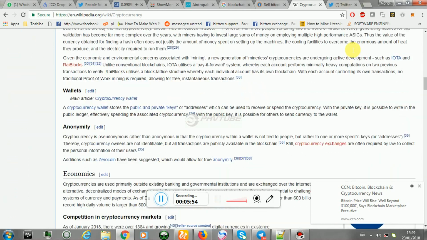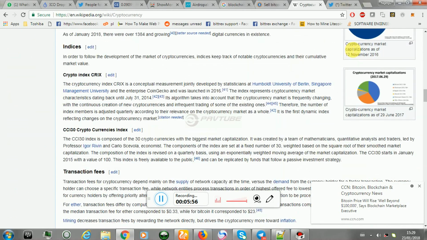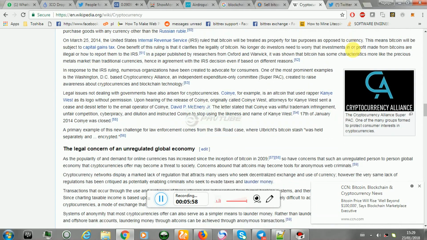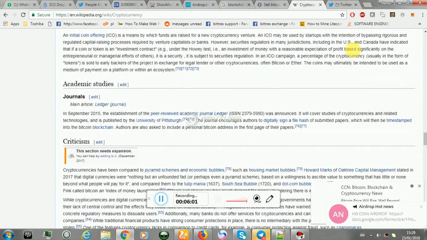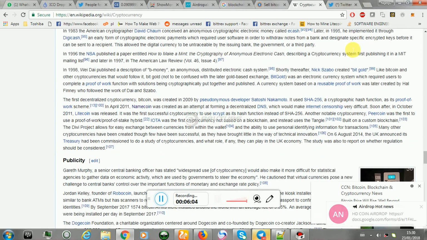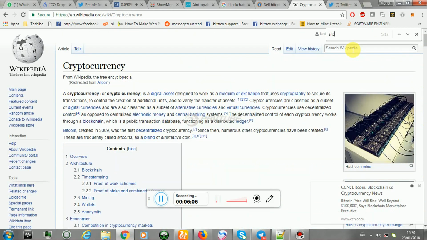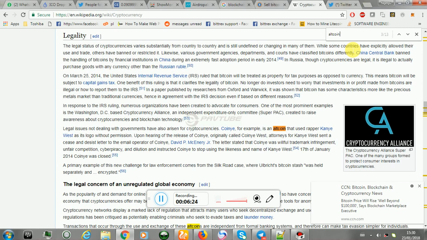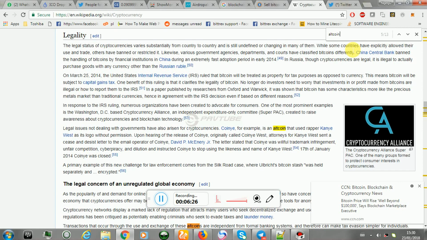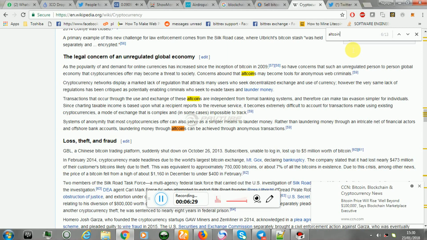Okay, now let's see if we can find our altcoin thing here. What an altcoin is according to the Wikipedia. Okay, or I'll just search it. Altcoin. Right, Bitcoin, created in 2009, was the first decentralized cryptocurrency. Since then, numerous other cryptocurrencies have been created. These are frequently called altcoins as a blend of alternative coins. Okay, where else do we have altcoin in this place? Okay, all right, at least that will be enough for us for now.